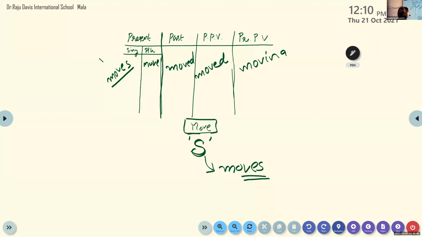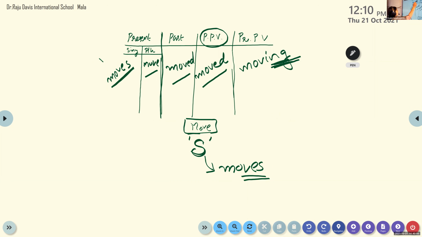You should be thorough with this, otherwise you won't be able to write your tense forms properly. So singular moves, plural move, moved past tense, moved past participle form, and the ing form moving is the present participle form. Present participle forms are normally used in all the continuous tenses to indicate an action that is going on. And the past participle form of the verb can be used in all the perfect tenses.